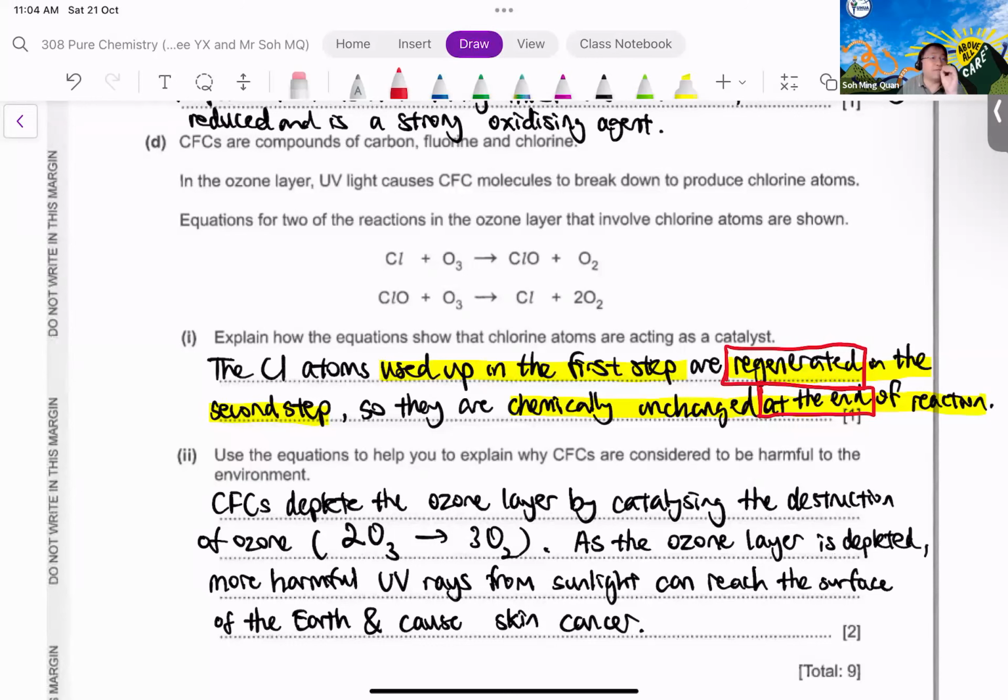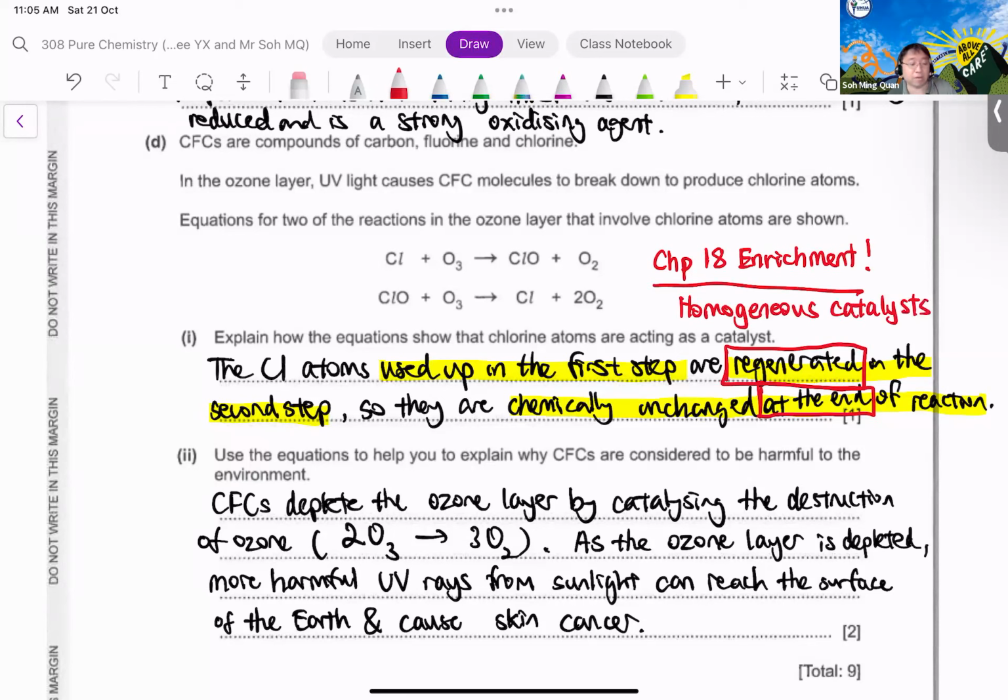So this is how you identify the catalyst. You identify the catalyst from the equations based on, number 1, used up, number 2, regenerated in a second step or third step. Okay? Now this one tells you that it's chemically unchanged at the end of the reaction. This is where you must absolutely study my enrichment. This is inside the enrichment. Now this is under homogeneous catalysis.